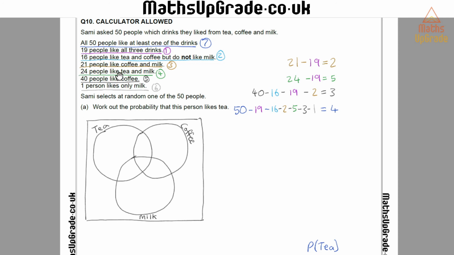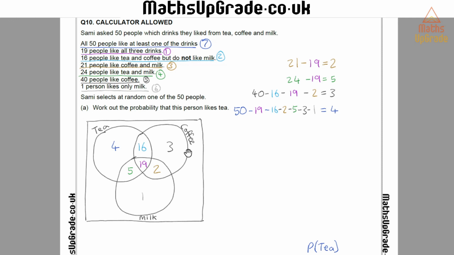Next section, 24 people like tea and milk. Tea and milk is this section here. I already know the middle bit was 19, so this must be 5, since 24 take away 19 is 5. Okay. 40 people like coffee. Already know this is 16, this is 19, and this was 2. So 40 take away 16, 19 and 2 leaves me with 3. So this region here will be 3. So it should look something like this so far.